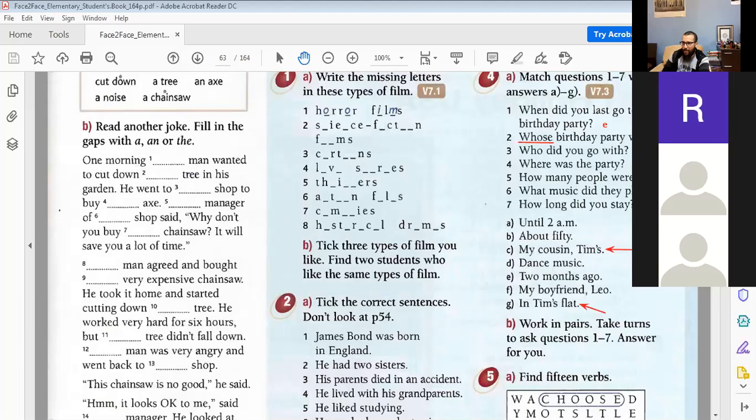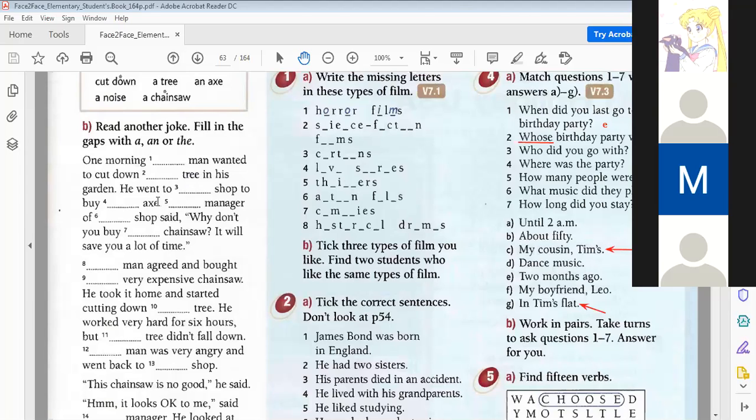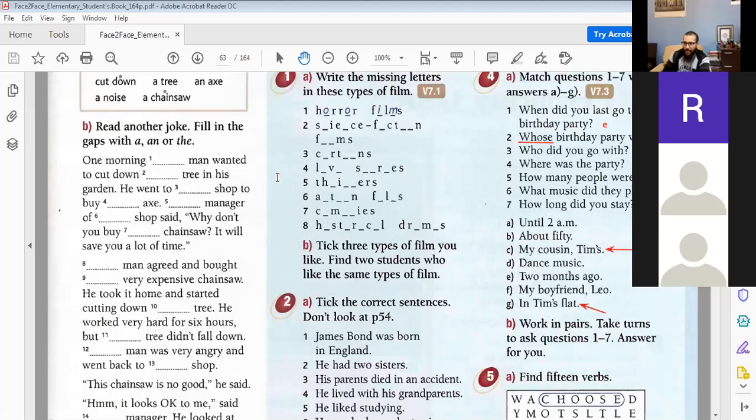So how long did you stay? Who can give me a full answer for number 7? She chose A only, but who can give me a full answer? How long did you stay? We stayed until 2 a.m. That's it. We stayed. Very good. We stayed until 2 a.m. All right. Very nice.